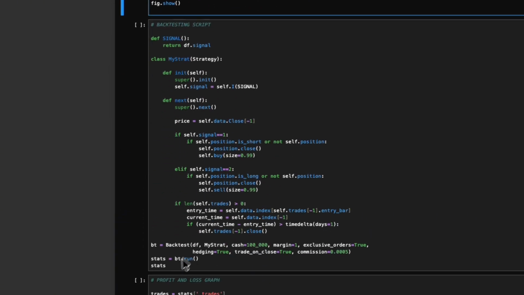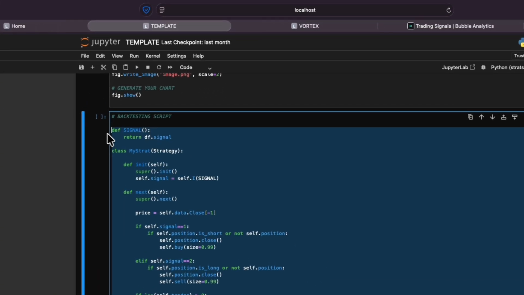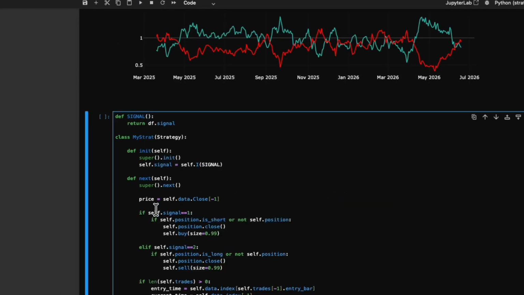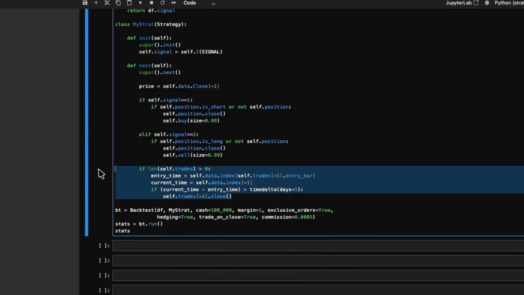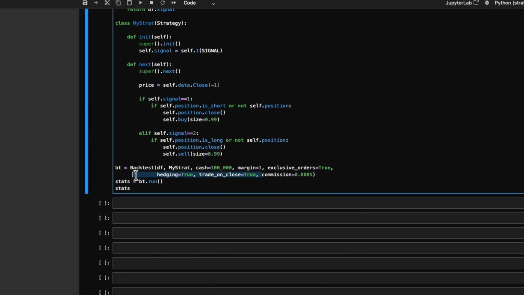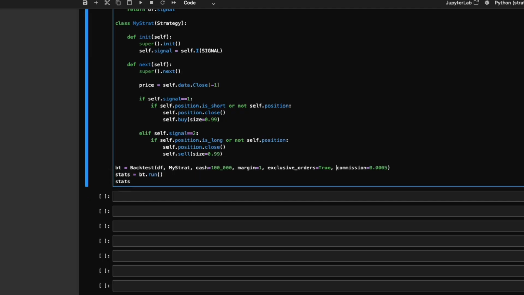So I'm going to pull up our backtesting script, take all of that and paste that in here. We're not going to sell after a certain amount of time, so I'm going to get rid of that. We're not going to trade on the close, and we're not going to hedge. So effectively, we're only ever going to have one open position at any one time. That's this line here, exclusive orders equals true.